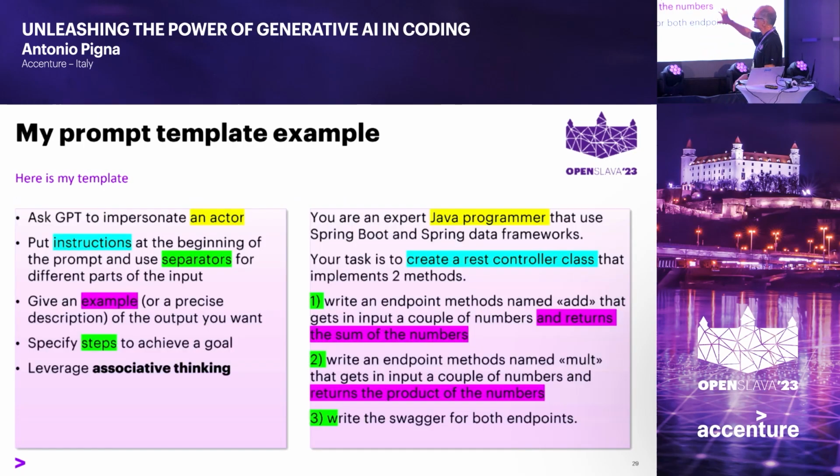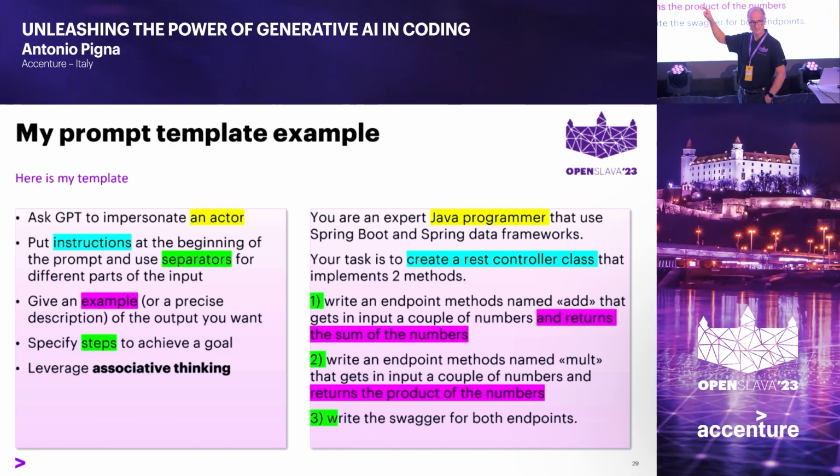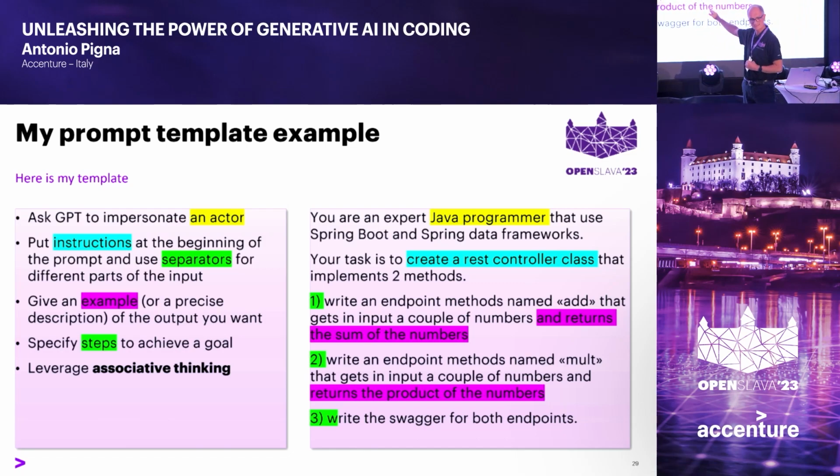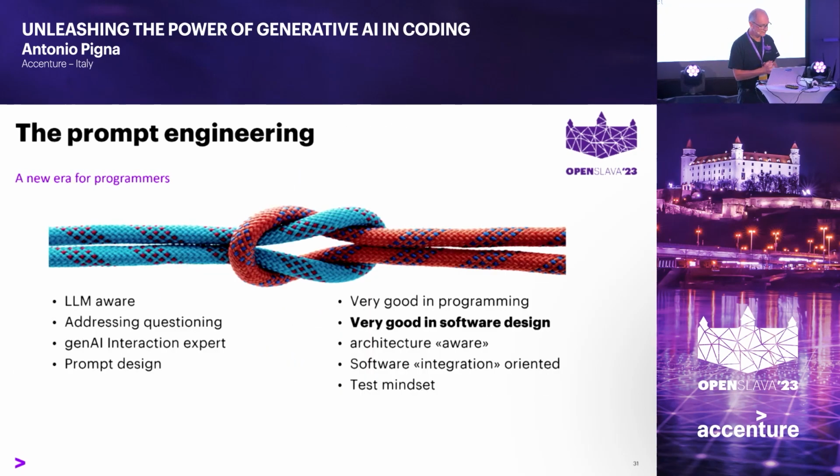This is one example of a template that I use. Instruction at the beginning. Make explicit what is the actor ChatGPT is performing. You are a journalist, you are my business analyst, you are, okay. Give an example of the result you want, and specify a numeric sequence of steps you want to perform. Okay. At the end, what is our future?